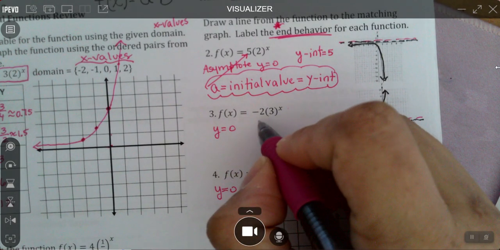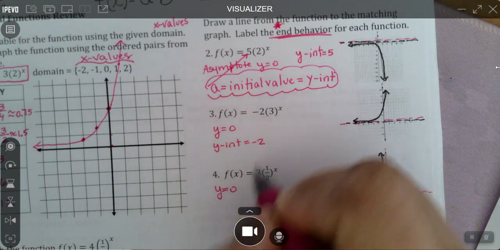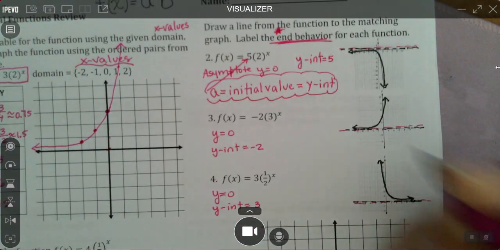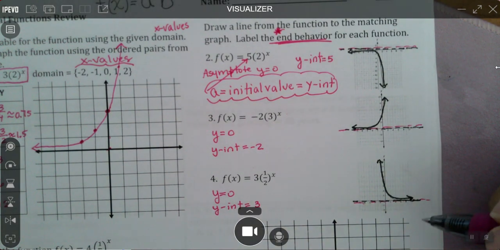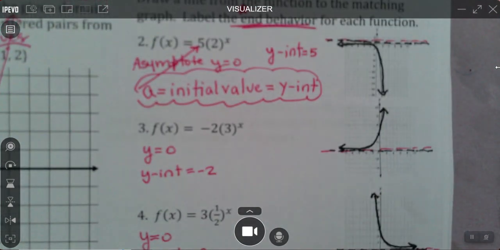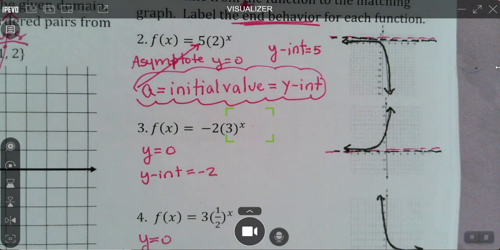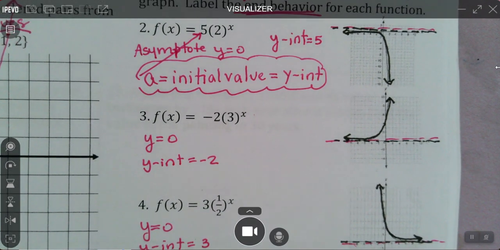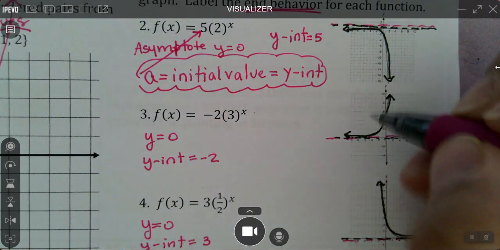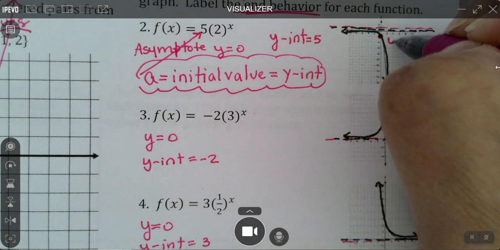Okay, so over here, what's my y-intercept going to be? -2. And in number 4, what's the y-intercept going to be? 3. All right, so let's see if that helps us figure out. I know it's kind of small and tiny, but you guys have the paper in front of you. Which one do you think has a y-intercept of -2? Number 2, number 3, or number 4? Right there, right? Y-intercept of -2?